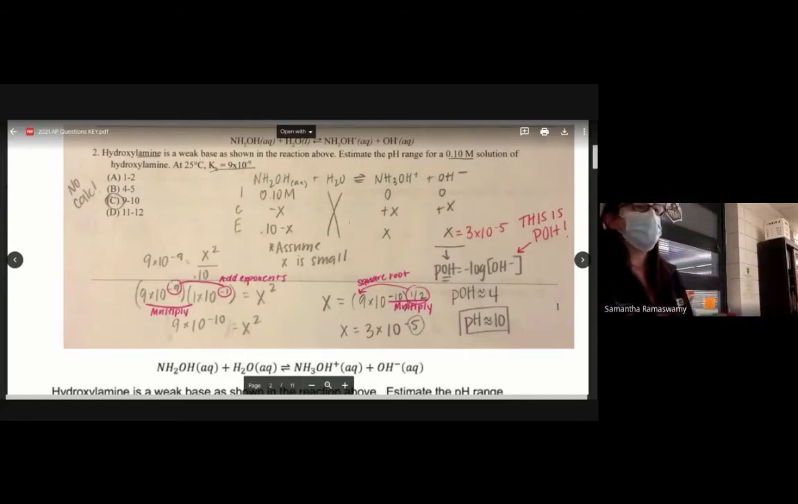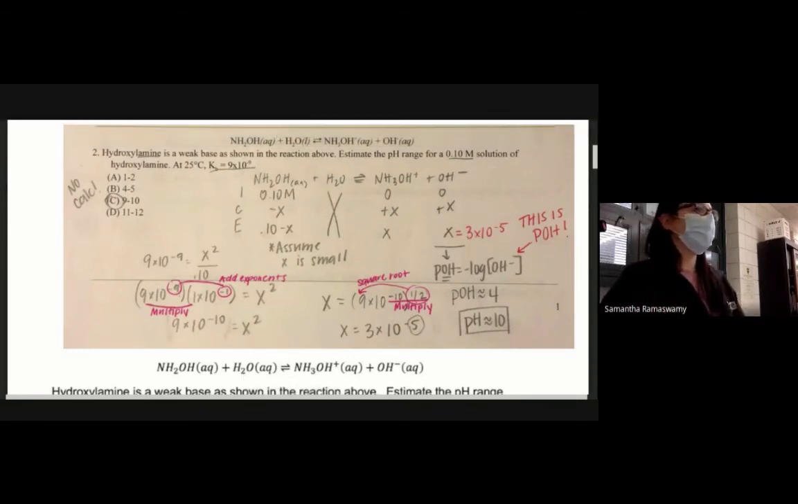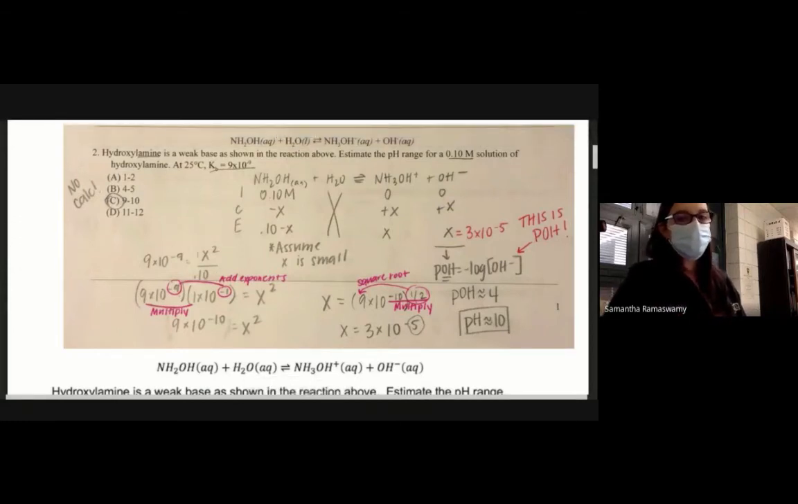So we need to set up an ICE table. Whether it's a weak acid or a weak base, if you have to do any calculations, you set up an ICE table and fill in what you know. Well, you have x and 0.1 minus x. When you assume x is small, this is actually what you get for the Kb expression. So 9 times 10 to the negative 9 is Kb, x squared over 0.1.